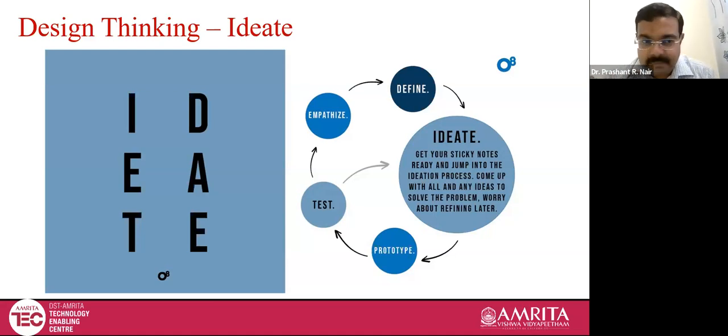Now, this will take time, no doubt. Empathizing and defining may take 50% of the time. Ideation may take 10 to 20% of the time. But if you follow this process, rest assured you will have a solution that will be acceptable to the customers, to the end users, and your chances of failure are much lower. I already told you in the beginning, for every Zomato, there are 100 Zomatos that failed. To a large extent, at least you have got the feedback from the customers, and your product is validated through this design thinking process. The chances of failure are not in your hands. Of course, there is luck. Luck is another issue.